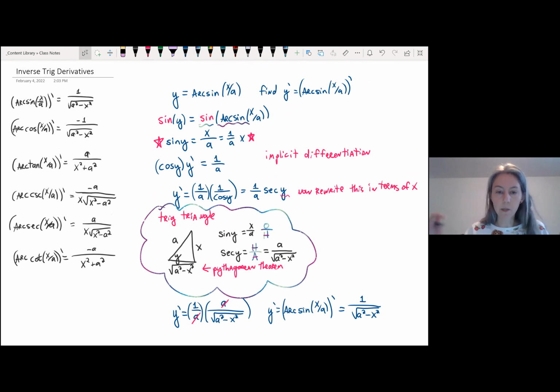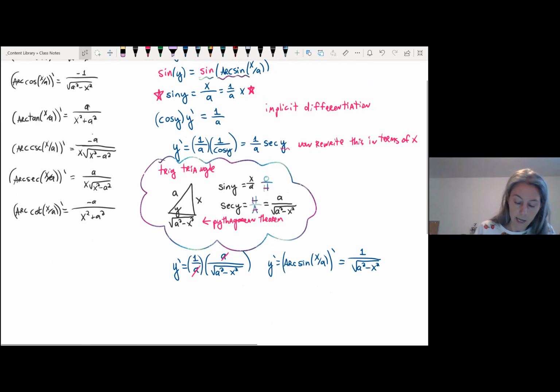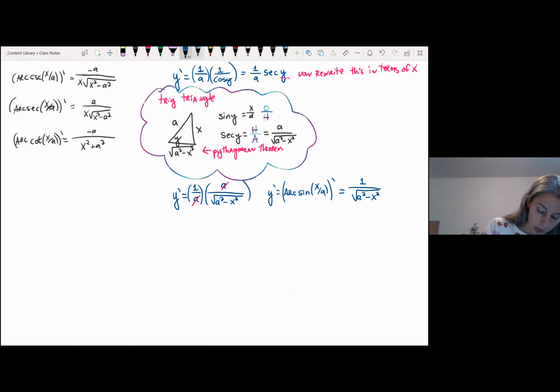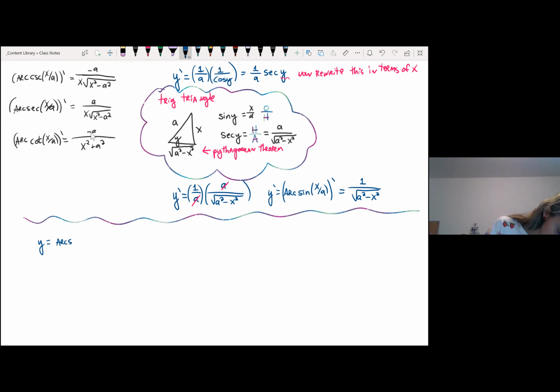Now, just to make sure that you guys really follow, I recommend trying to do this next one on your own first, and then come back and watch just to make sure that you followed the steps correctly if you're struggling with this. So I'm going to do, I believe I said arc secant. So we have y is equal to arc secant of x over a. And we want to find the derivative of arc secant. So we're looking for y prime, which is arc secant of x over a prime.